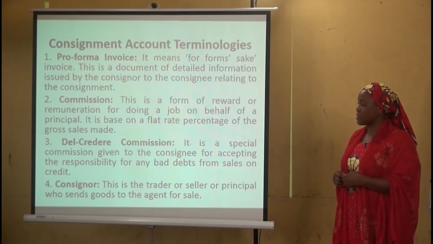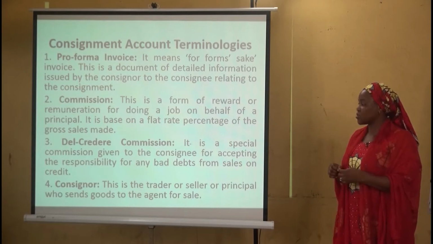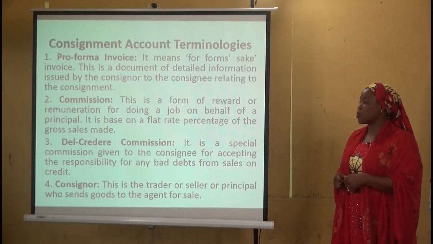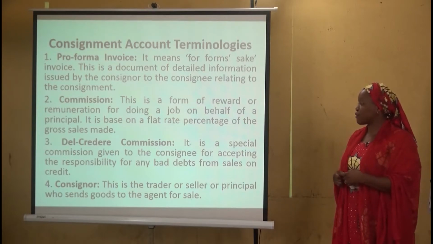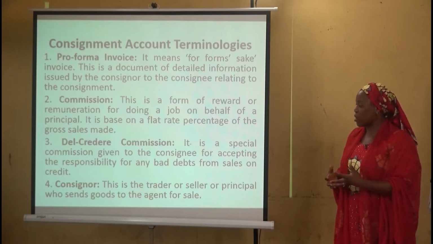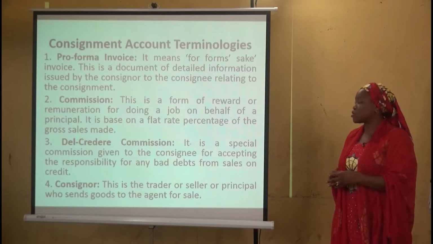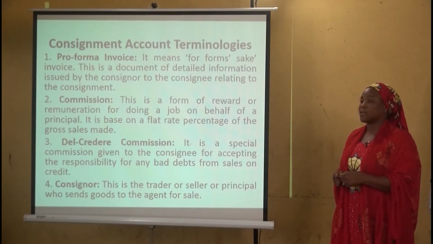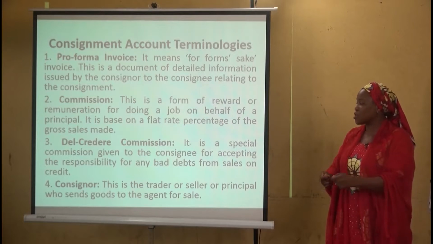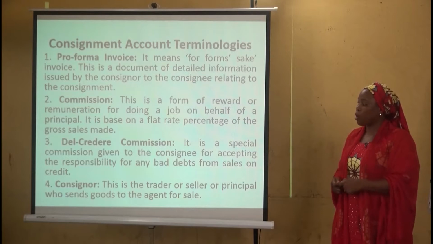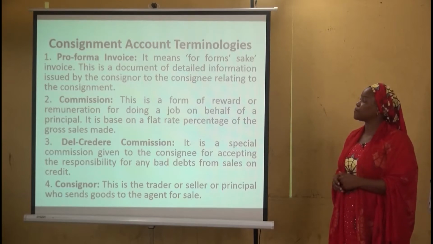Then we have the consignor. This is the trader or seller or principal who sends goods to the agent for sale. A consignor is a trader, also the seller. It's also called the principal. He is the one that sends goods to an agent to sell on his behalf. He is called a consignor.